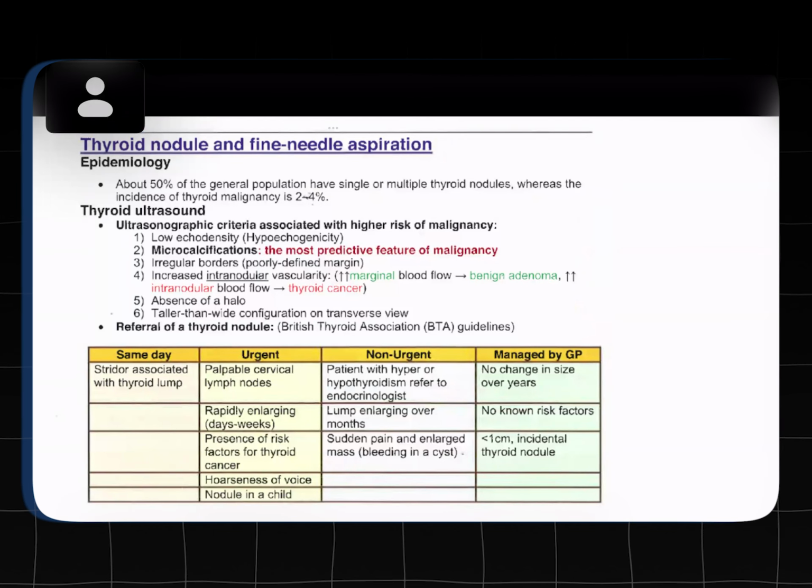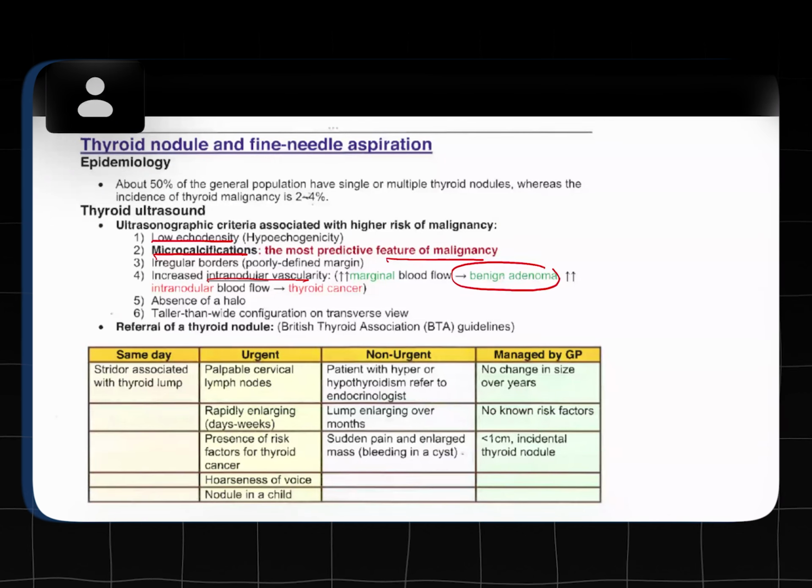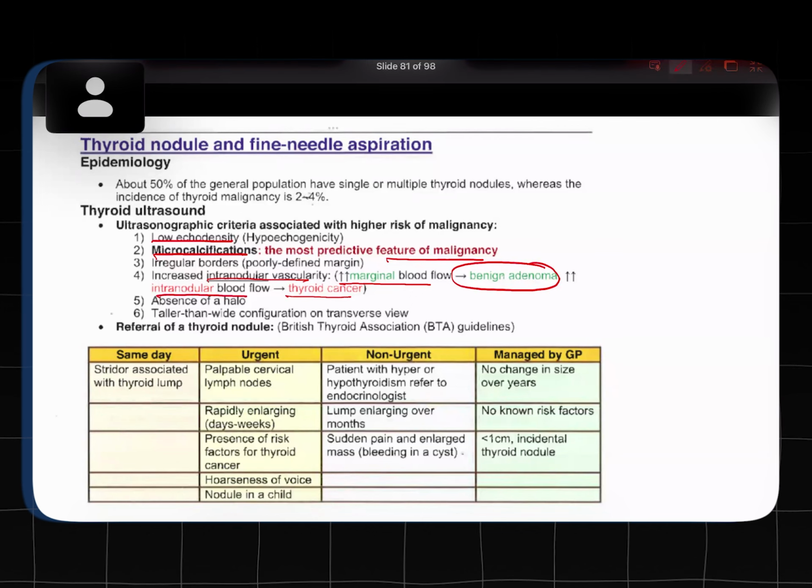So suppose you have a thyroid nodule and you want to do an FNAC. Microcalcifications and low echogenicity are the best features for malignancy. If there is increased marginal vascularity, there is more chance of a benign adenoma. If there is increased internodular blood flow, then there is more chance of thyroid cancer. And these are coming up in the exam more and more. Increased marginal blood flow, benign. Increased internodular blood flow, cancer.